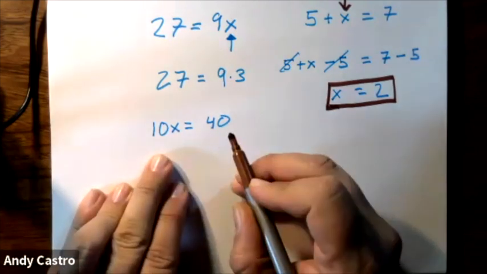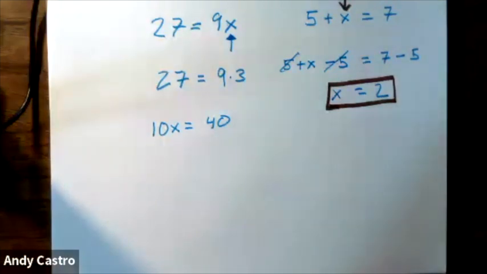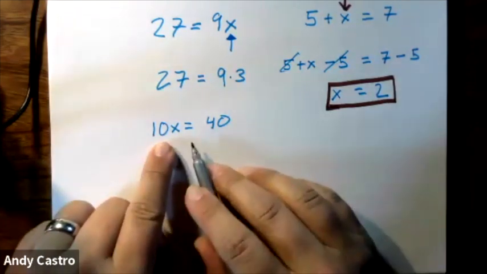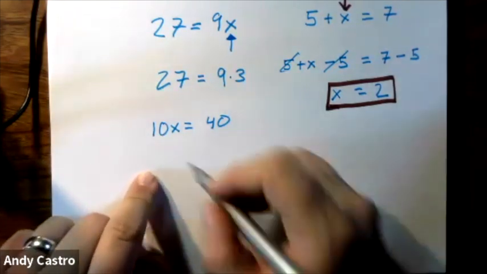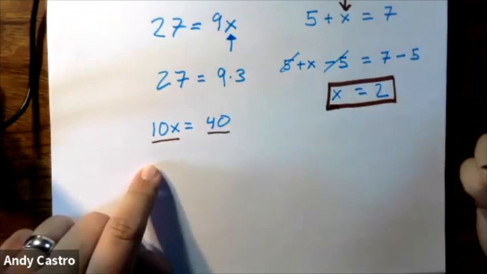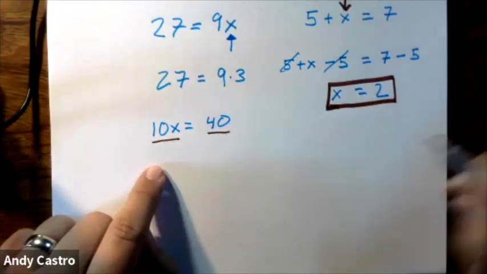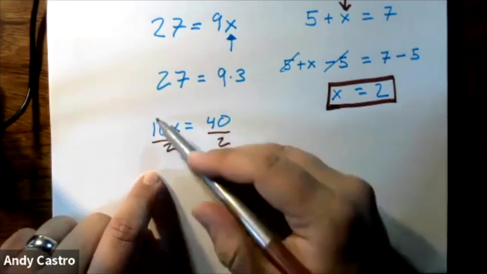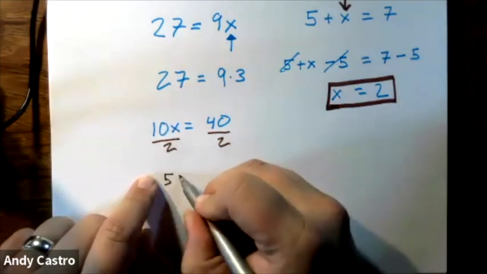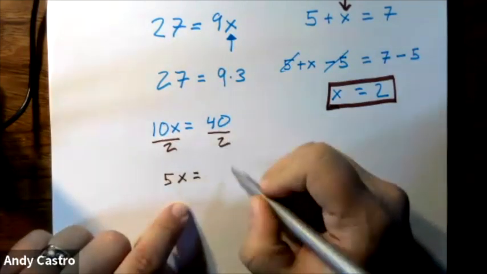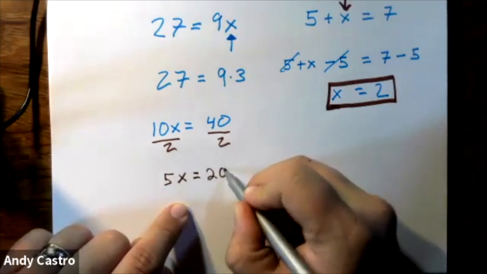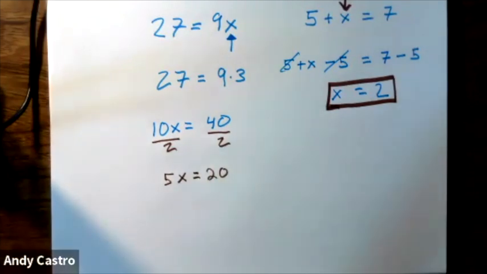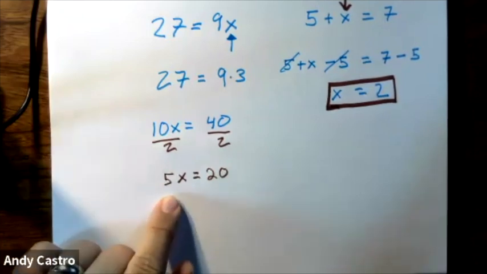The way that I can find this is I can divide both sides of my equation as long as I divide it by the right number. So if I divide both sides of the equation by 2, let's say, 10 divided by 2 gives me 5. 40 divided by 2 gives me 20. So I've made it a little bit simpler, but I haven't really gotten x by itself. So how would I do that?